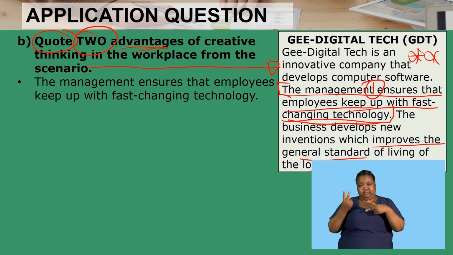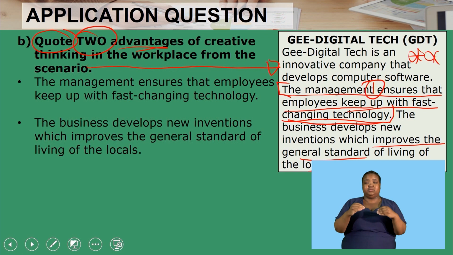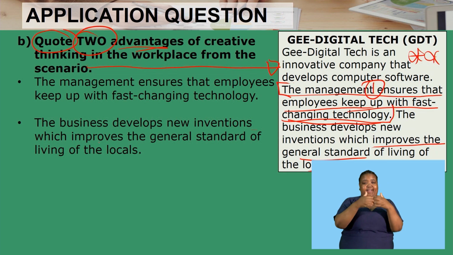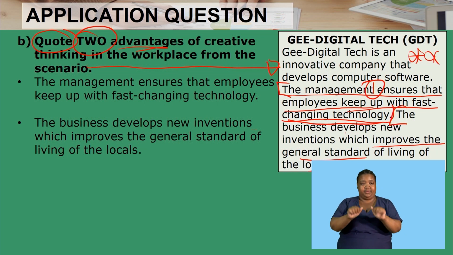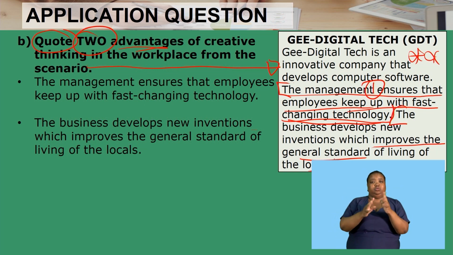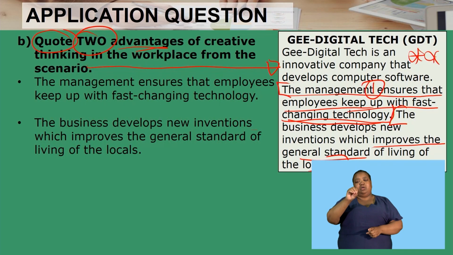Excellent. Yes. Right. Let's see what is the second one. The business develops new inventions which improves the general standard of living of the locals. Where is it? The business develops new inventions which improves the general standard of living of the locals. Again, word for word, as is. Nothing was added, nothing was removed, nothing was changed. Is as is. So that is the answer for quotation or quoting two advantages from the scenario.